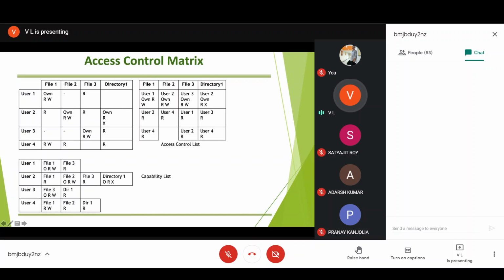If we look at the access control matrix, the access control list will look something like this. File 1, these users can access. File 2, these users can access with these rights. File 3, these users can access with these rights. And this directory, these users can access with these rights. And the capability list will look something like this, that user 1 has got this.